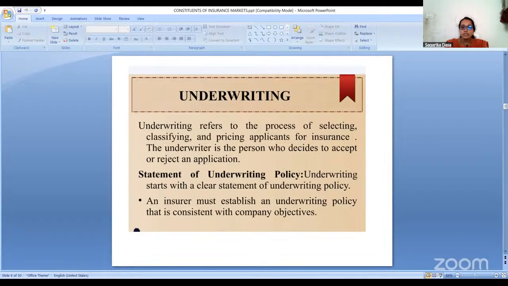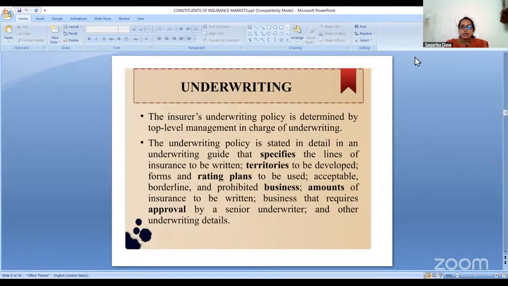Statement of underwriting policy. Underwriting starts with a clear statement of underwriting policy. An insurer must establish an underwriting policy that is consistent with the company objectives. Any underwriting policy that the insurance company has must be consistent with the company objectives. The insurer's underwriting policy is determined by top level management in charge of underwriting. Now, who will decide this underwriting policy? It is top level management. It will decide the underwriting policy of the insurance company.